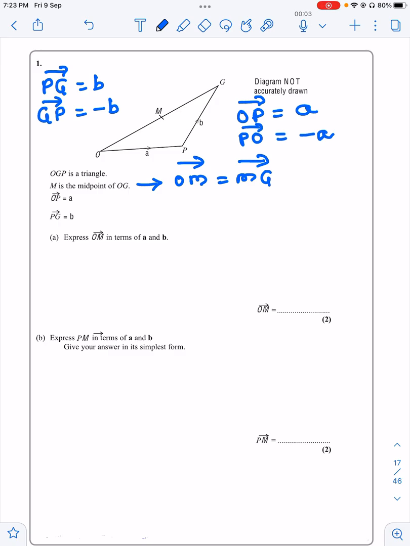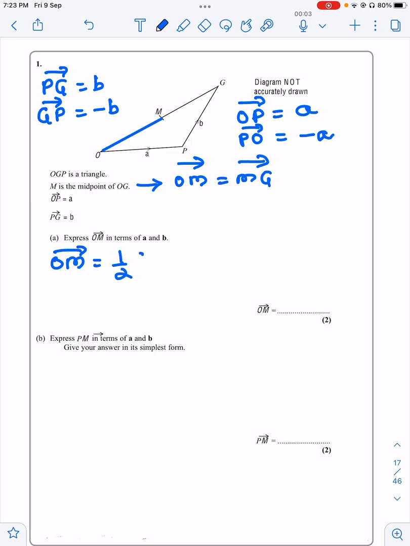They have told express OM in terms of A and B. So I have to just find OM. If you look at OM carefully, OM is half of OG, as M is the midpoint. So I don't have OG, so I have to find OG.